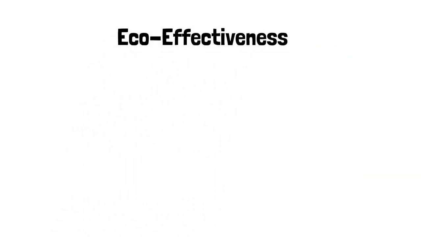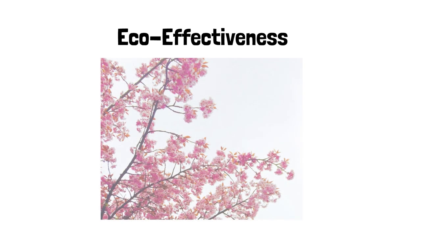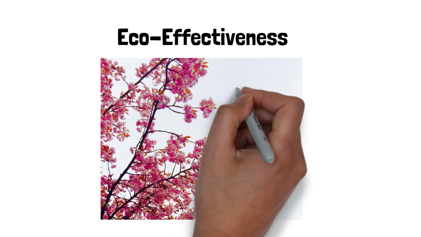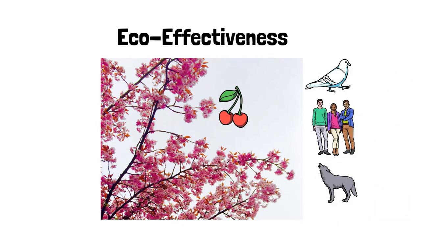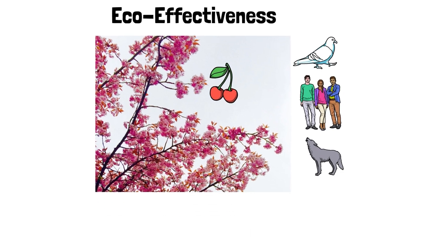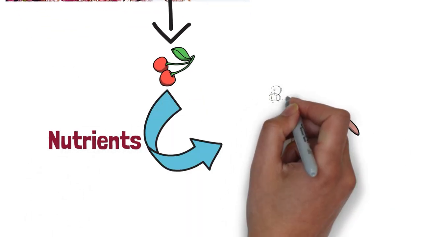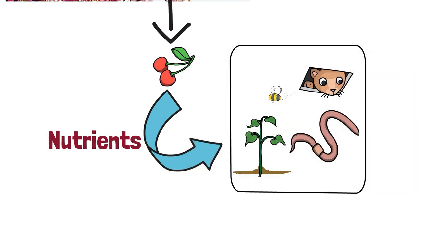Eco-effectiveness. Let's look at an example of a cherry tree. During springtime, have you seen thousands of cherry trees blossoming? Well, these beautiful trees are not only a pleasure to our eyes, but they also create fruit for birds, humans, and other animals without depleting their environment. Once they fall on the ground, their materials decompose and break down into nutrients for microorganisms, insects, plants, animals, and soil, just about everything around it.